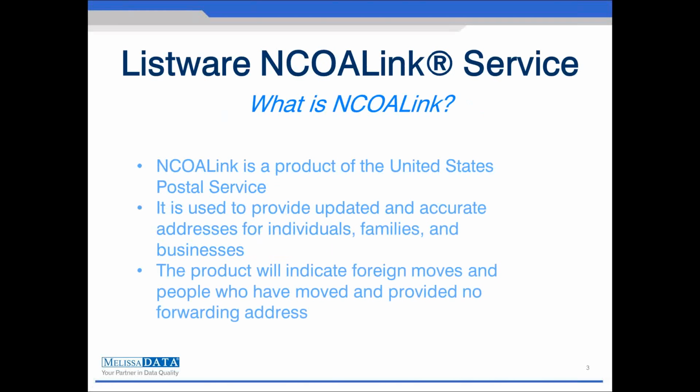This service uses a secure data set of approximately 160 million change of address records going back 48 months that is provided to us from the United States Postal Service. Running NCOALink enables mailers to update mailing lists with new addresses from individuals, families, and businesses that have moved. In addition to updating your list with the correct address for your customers, we'll also be able to tell you if a customer has moved out of the country or has moved and left no forwarding address.